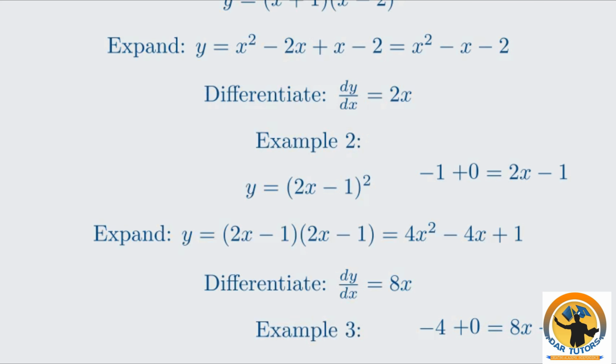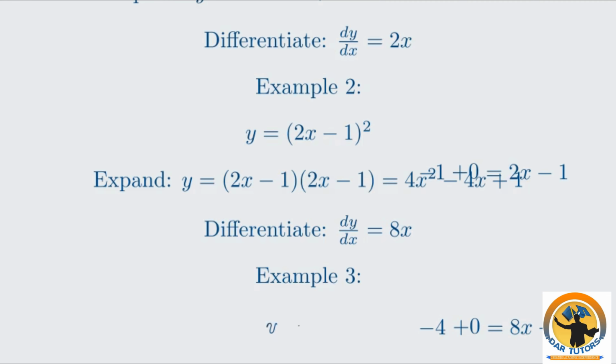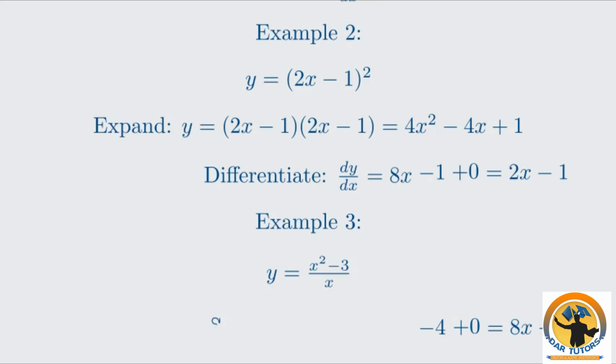Finally, let's differentiate y equals the quantity x squared minus 3, all divided by x. We can split this into two fractions. This gives us y equals x squared over x minus 3 over x, which simplifies to y equals x minus 3x to the negative 1.